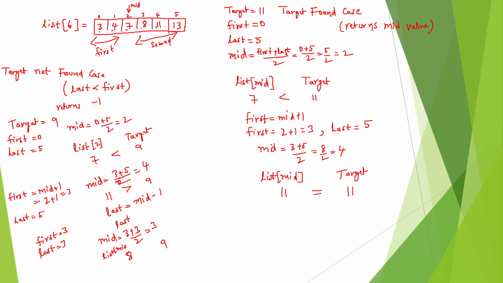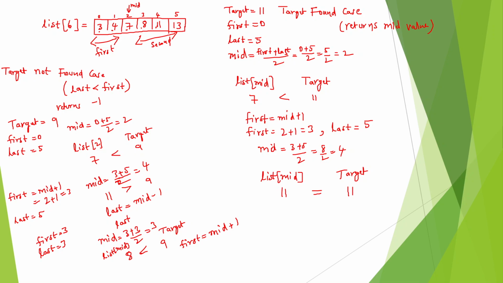List of mid, that is list of 3. We got 8. This is your target. What is the relationship? Again, target is greater than the list of mid. So if the target is greater, what we have to do? We need to modify the first. First, how should we modify? Your first will become mid plus 1. First equals mid plus 1.